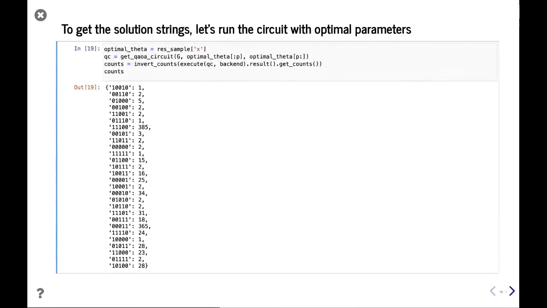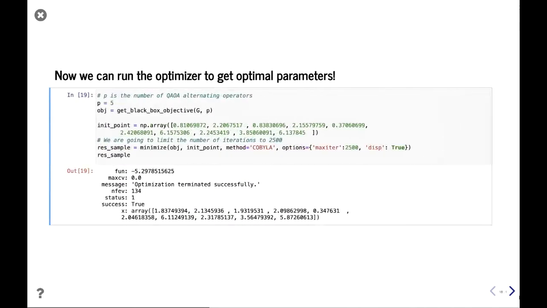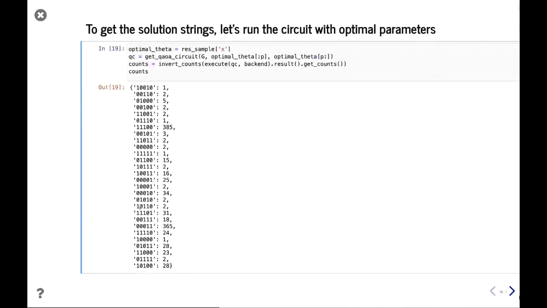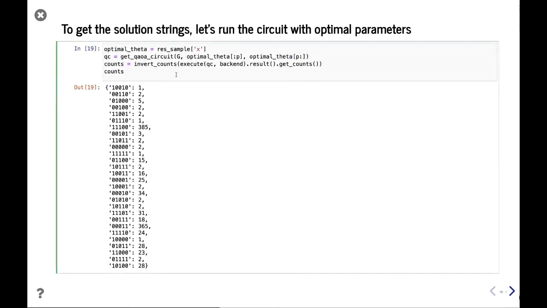Okay. Now, this only gave us the optimal parameters. Now what we need to do is get the solution out. And for that, we need to take the circuit and run it with the optimal parameters and get the counts. What we can see here is that the most frequent counts are the counts corresponding to the solution. So our optimal solution is either 00011 or 11100. And those are the two most frequent samples here. So that's good. We frequently get the optimal solution. This is what we want.